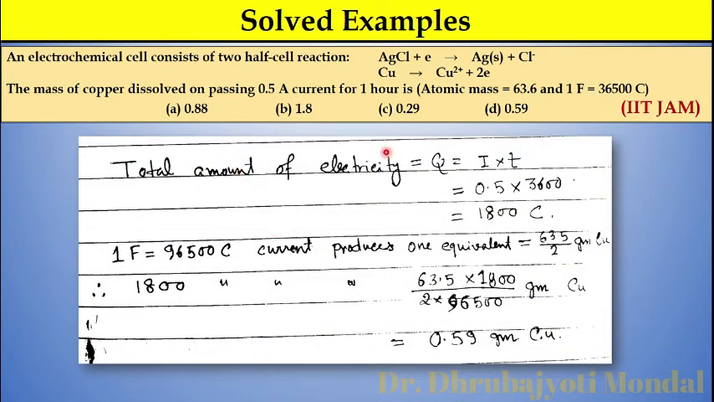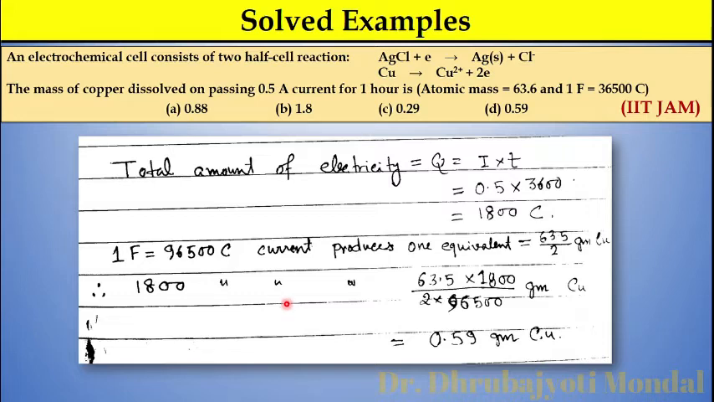Now first you have to calculate the total amount of electricity, Q. You know that Q is equal to I into T, where I is the amount of current and T is the amount of time. So that is equal to 0.5 into 3600, which is equal to 1800 coulomb.